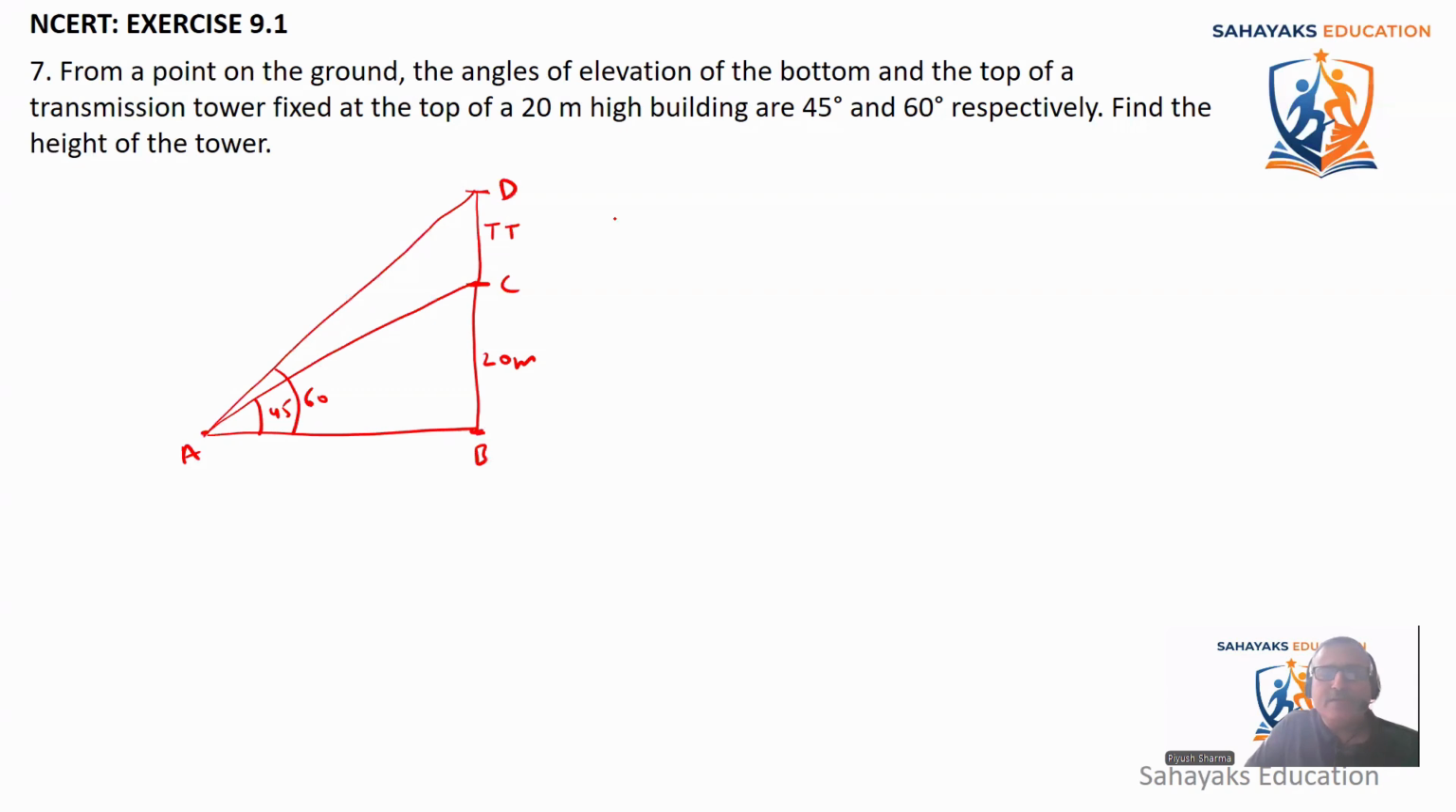So again, we need to find the height of the tower. What is the height of the tower? We can find the height of the tower above the ground, the tower is TT. So let's first find out from tan 45, because tan 45 is easier, the value comes out to be 1. It is CB divided by AB. Tan 45 is 1, equal to CB, which is 20, divided by AB. So AB comes out to be 20.